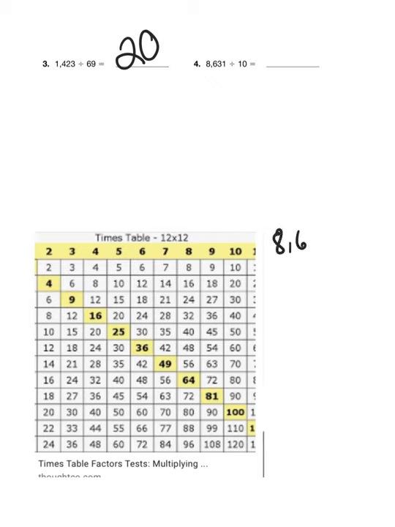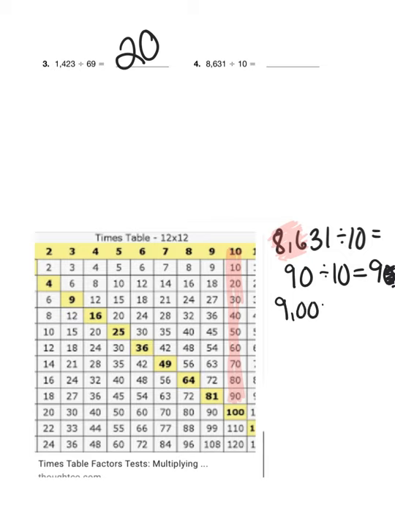Number 4, 8,631 divided by 10. Now this is an interesting one because we've been practicing dividing by powers of 10 so much, but just to stick with our skill of estimating using compatible numbers, I know that 86 is close to 90, and 90 is very easy to divide by 10. 9 groups of 10 will get you to 90, which means that 90 divided by 10 equals 9, sorry, not 9, 99, which means that 9,000 divided by 10 is going to be 900, which means that 8,631 divided by 10 is going to be approximately 900.